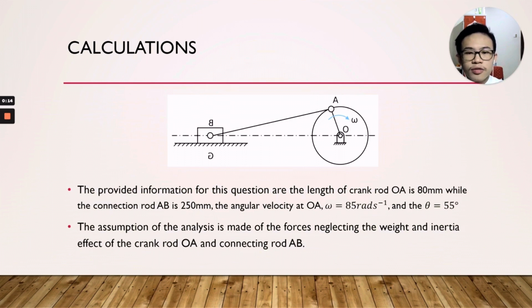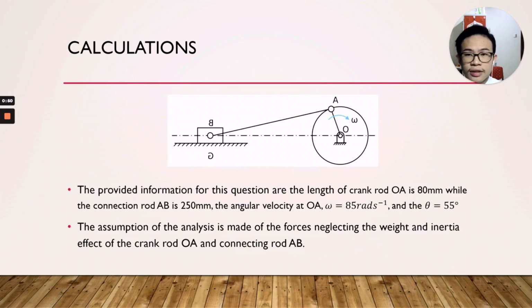The provided information for doing this calculation are the length of the crank rod OA is 80 mm, while the connecting rod AB is 250 mm. It can also be called as 0.08 meters and 0.25 meters respectively. The angular velocity at OA is equal to 85 radian per second, and the theta is equal to 55 degree. The assumption of the analysis is made of the forces, neglecting the weight and inertia effect of the crank rod OA and connecting rod AB.